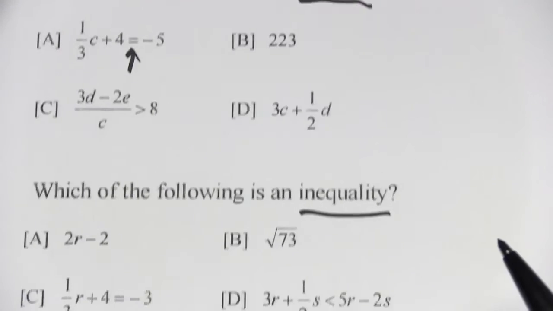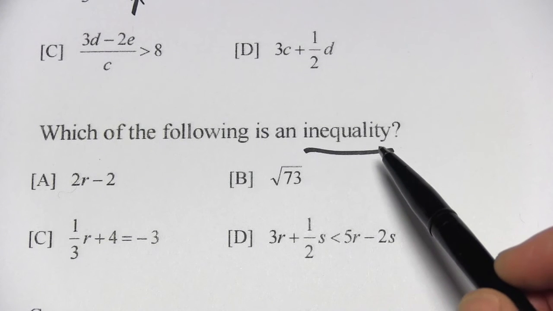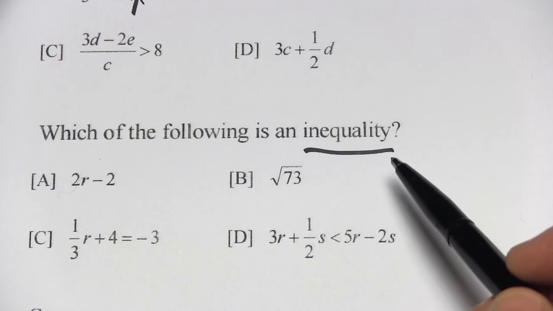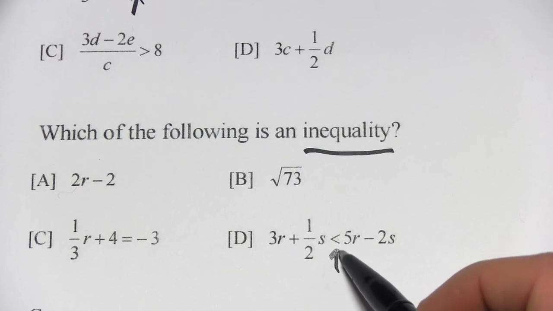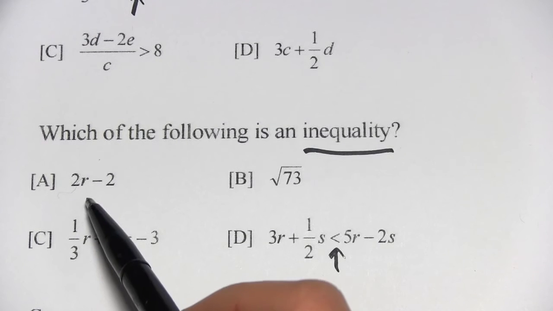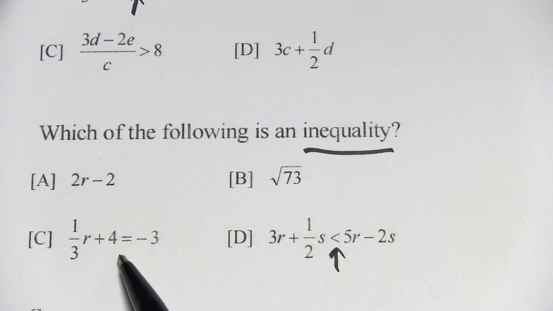So in this next problem, it says, which of the following is an inequality? So again, we're going to look for either a greater than or a less than sign. And the only one is right there. This is an expression. This is a number. This has an equal sign, so it's an equation. And this is our inequality.